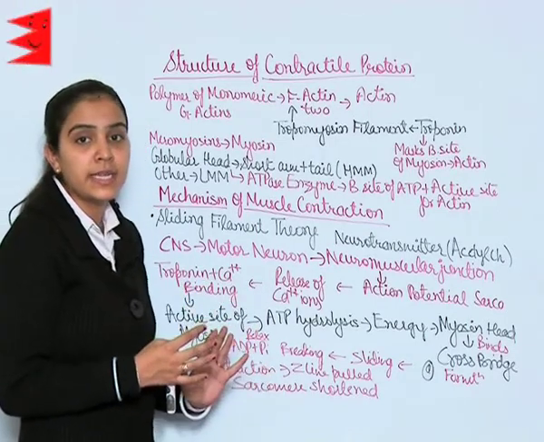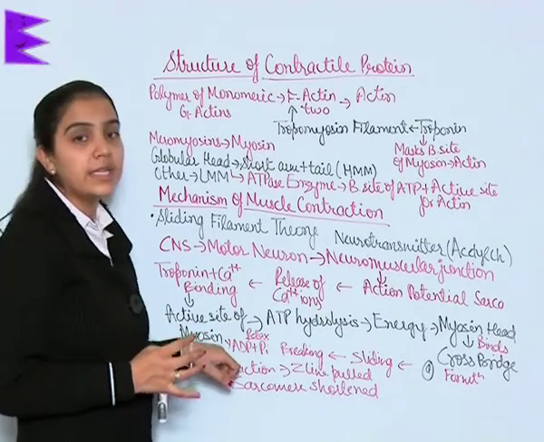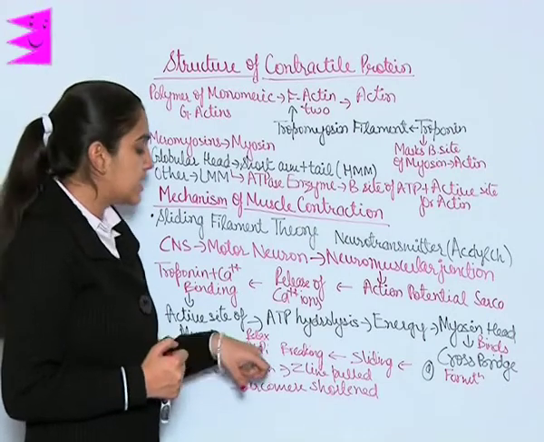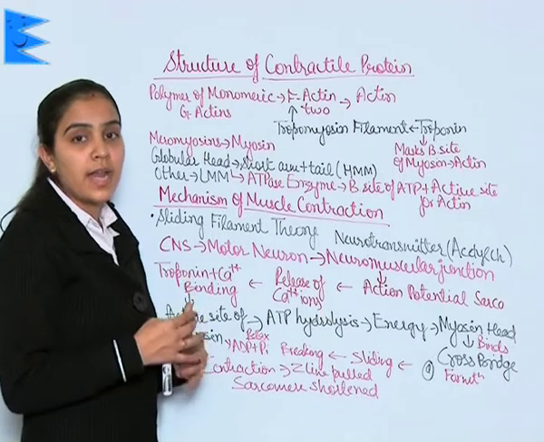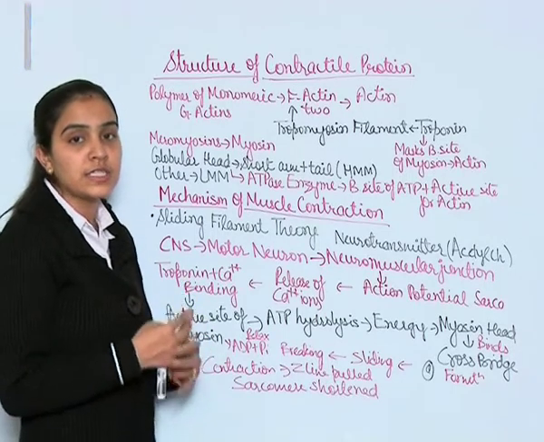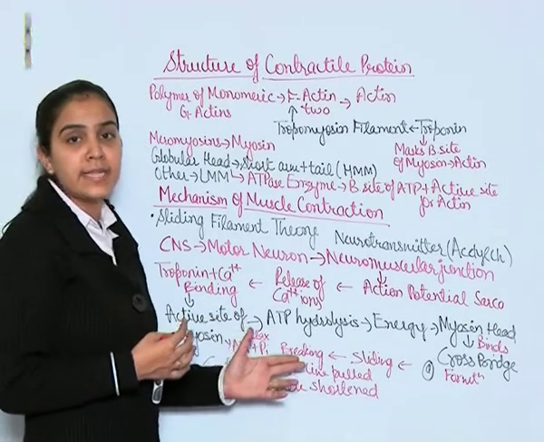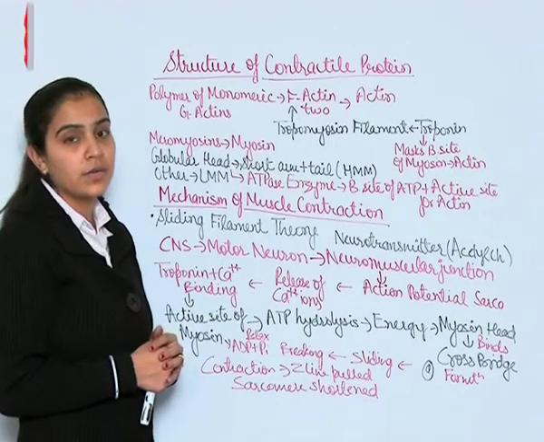Similarly and simultaneously, on the other hand, the myosin releases ADP and Pi, hence relaxation is occurring. So this contraction and relaxation simultaneously tell us about the mechanism of muscle contraction.